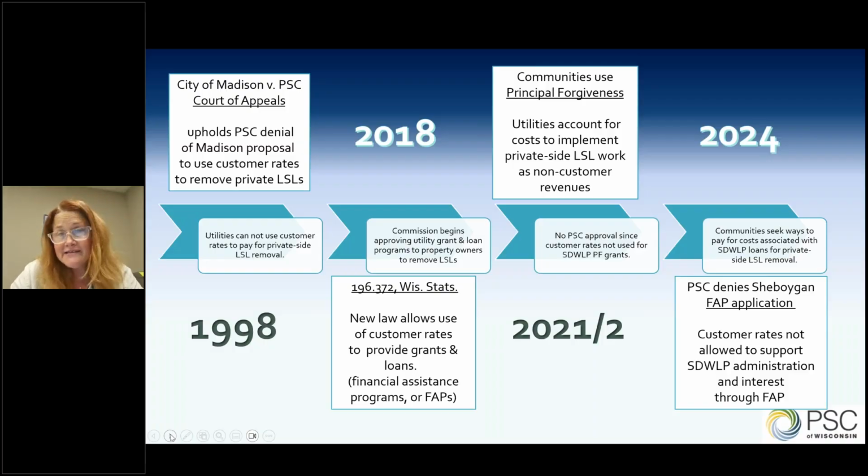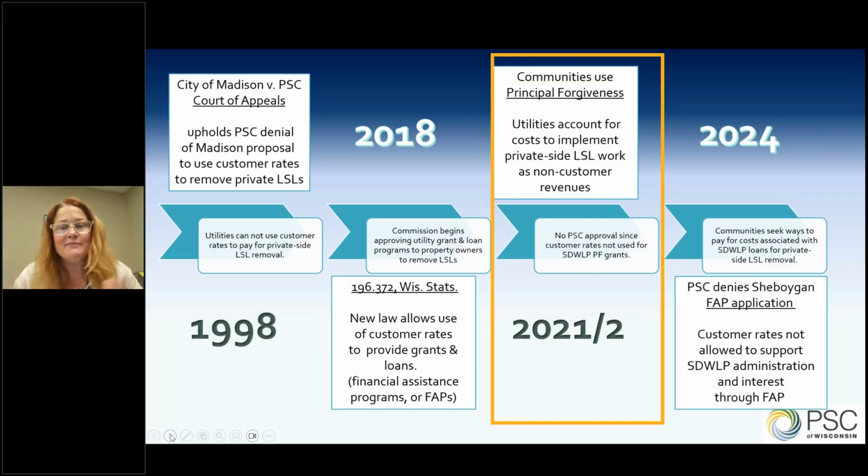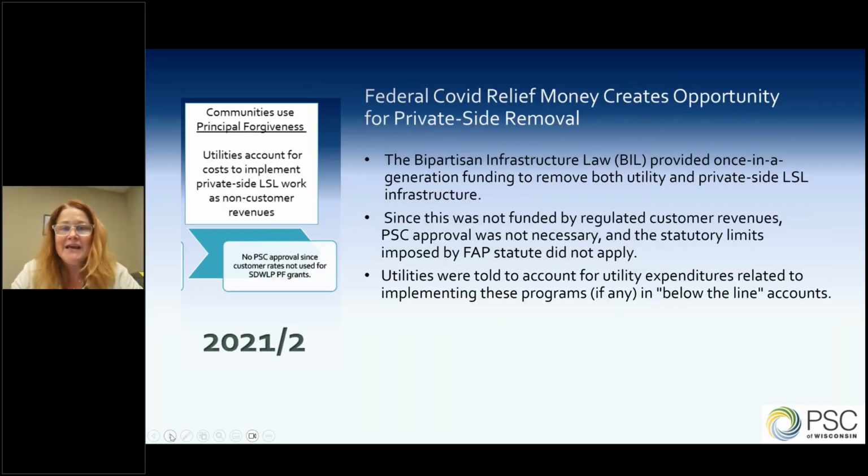So our next era is the era that we're still in and coming out of, and that is the 2021-2022 federal money in response to COVID. That federal COVID relief money created a once-in-a-generation opportunity to try to address this and have funding. The bipartisan infrastructure law, which has been called a whole lot of other things, provided money directly through state revolving loan funds here in Wisconsin. That's the Safe Drinking Water Loan Program, which we abbreviate here as SDWLP, to get money out to communities looking to remove lead service lines.